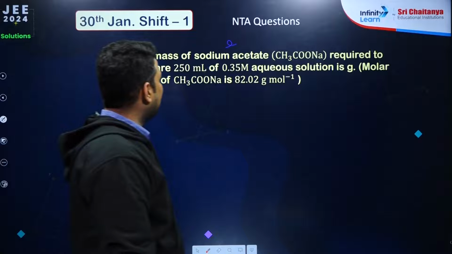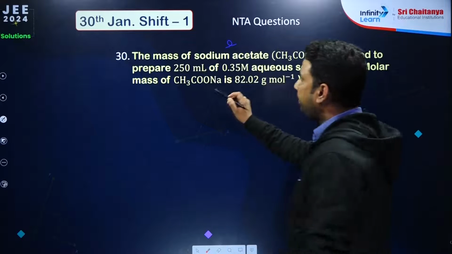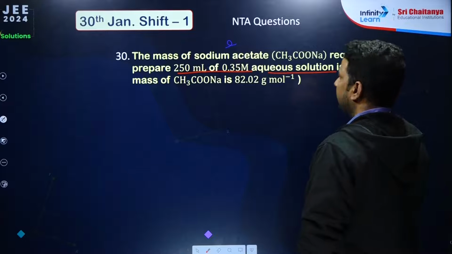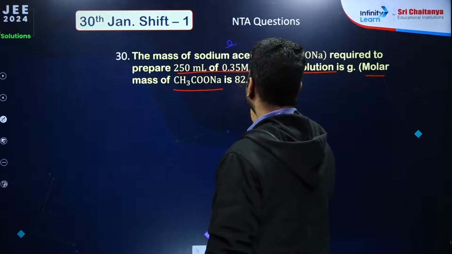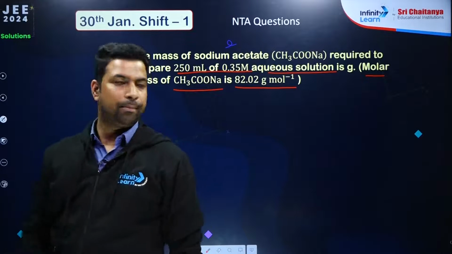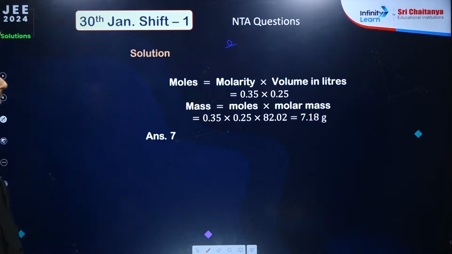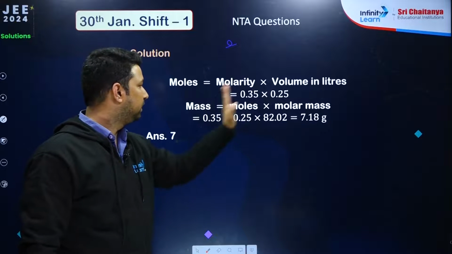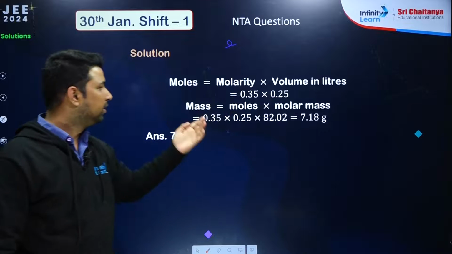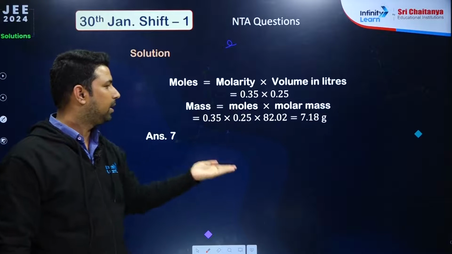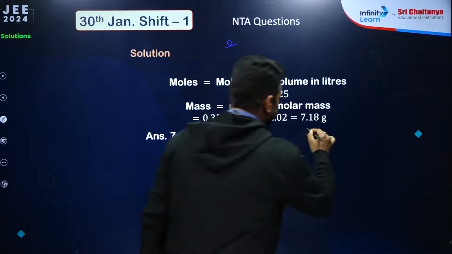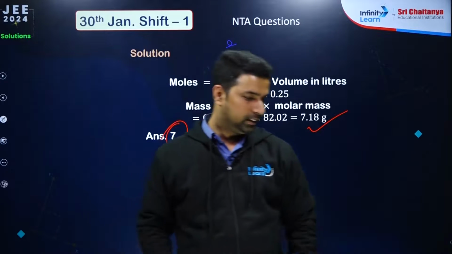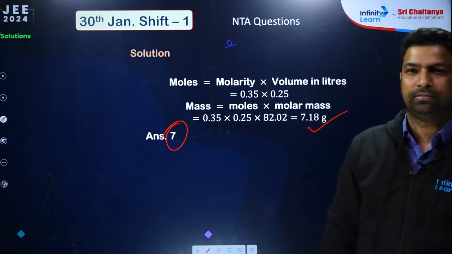Last question. The mass of sodium acetate required to prepare 250 ml of 0.35 M aqueous solution in gram. Molar mass of sodium acetate is 82.02 gram per mole. Answer would be 7. Simple. Calculate moles. Molarity into volume in liter gives you moles. Once you get the moles, you can multiply by molar mass, you will get the answer 7.18 and if you round off, answer will be 7. So this was your last question.